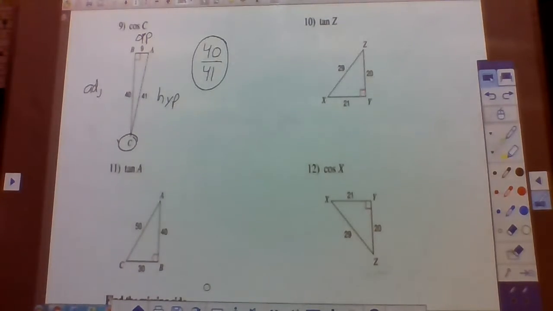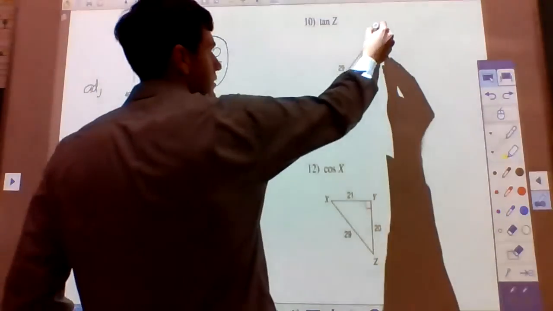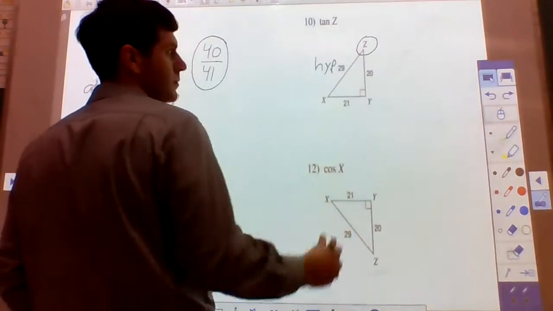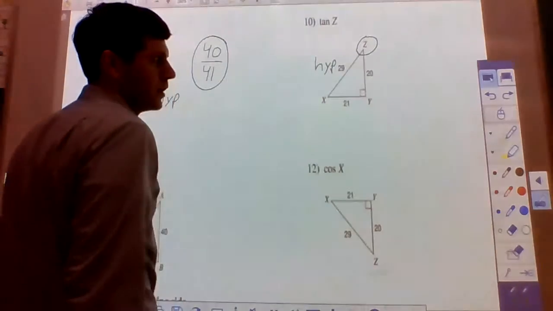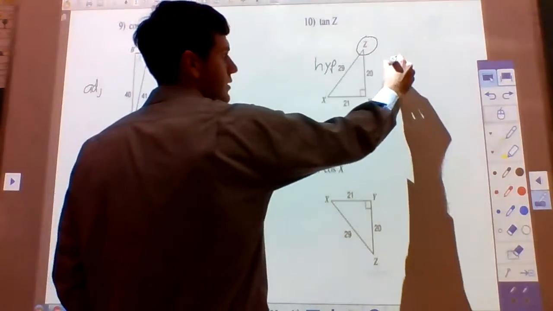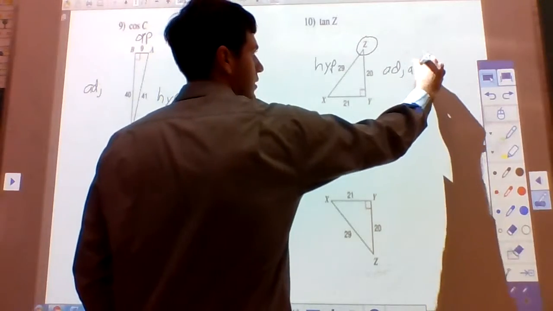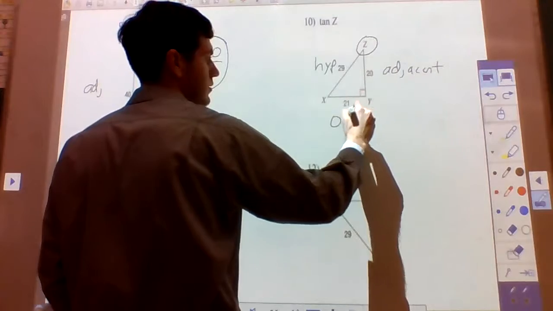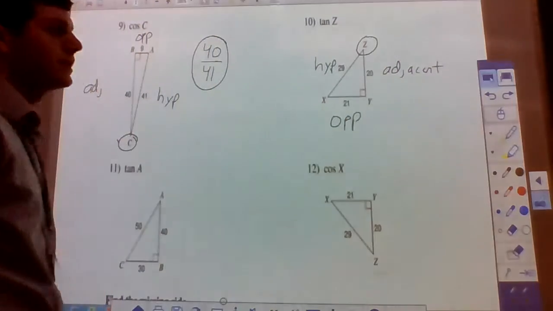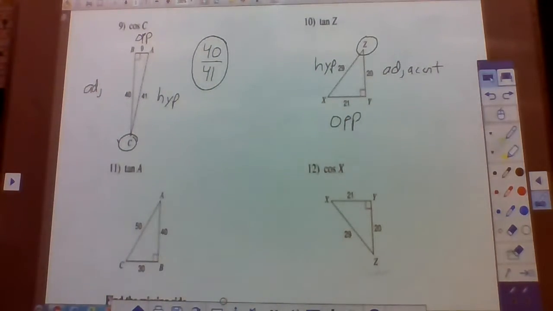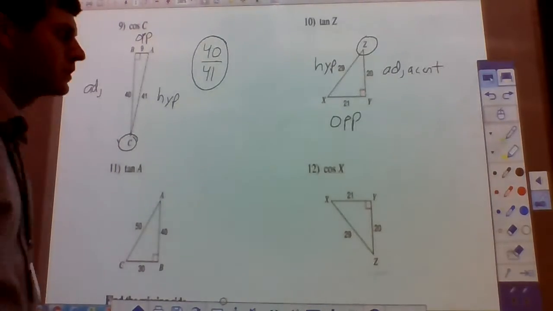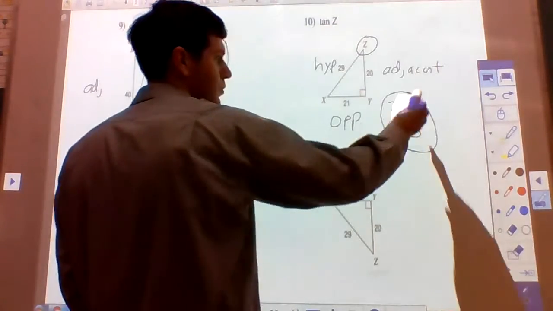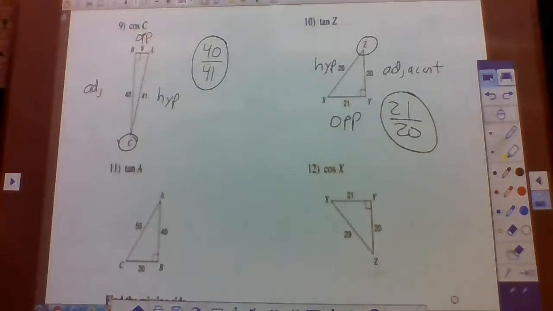Number 10, we have tangent of Z. So we want to look at angle Z. Okay, we know across from the right angle is our hypotenuse. Okay, then we have our two legs, 20 and 21. 20 is next to angle Z, so that's the adjacent leg. Then across from Z is our opposite leg. Okay, tangent is opposite over adjacent. So opposite is 21, adjacent is 20, so our ratio is 21 over 20.